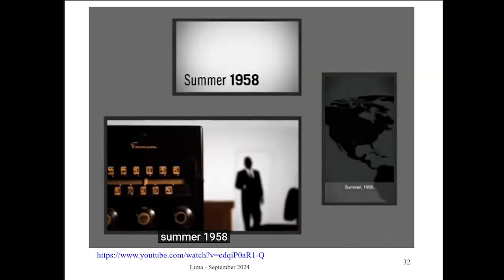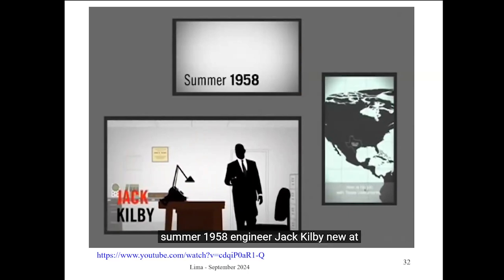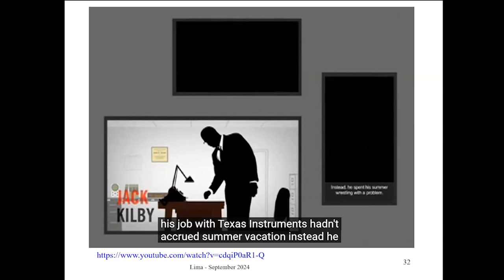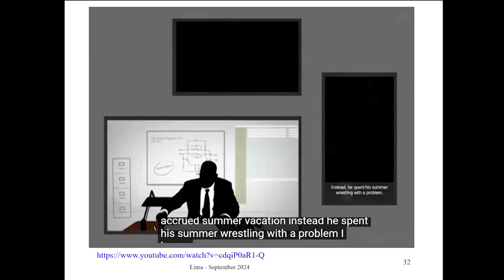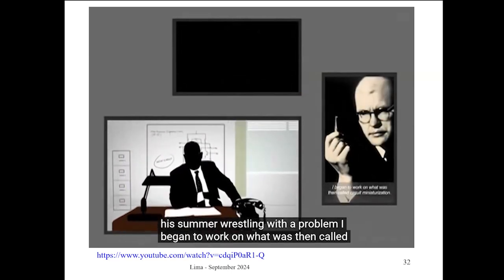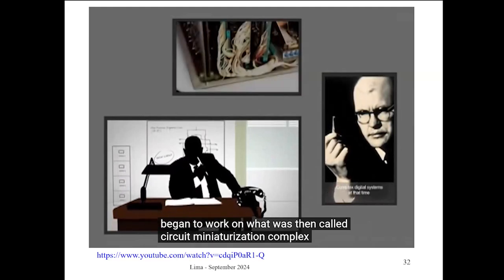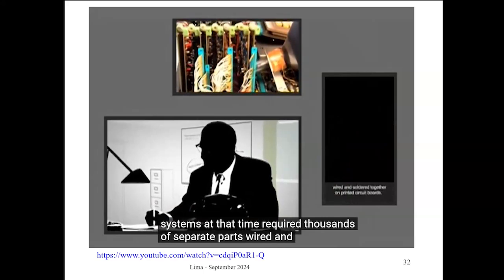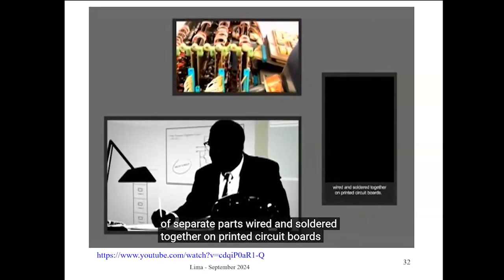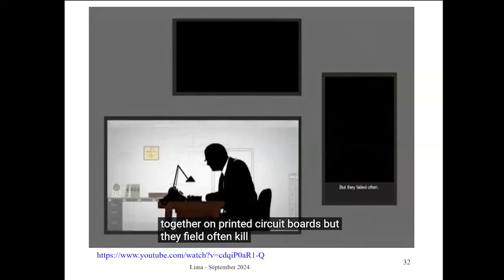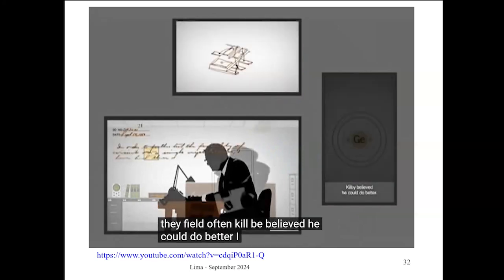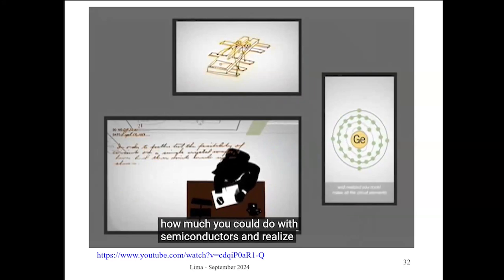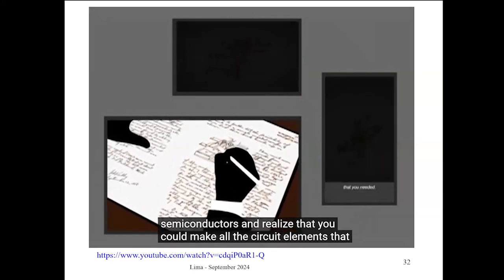Summer 1958. Engineer Jack Kilby knew his job with Texas Instruments hadn't accrued summer vacation. Instead, he spent his summer wrestling with a problem. I began to work on what was then called circuit miniaturization. Complex digital systems at that time required thousands of separate parts, wired and soldered together on printed circuit boards. But they failed often. Kilby believed he could do better. I began to think about how much you could do with semiconductors and realized that you could make all the circuit elements that you needed.